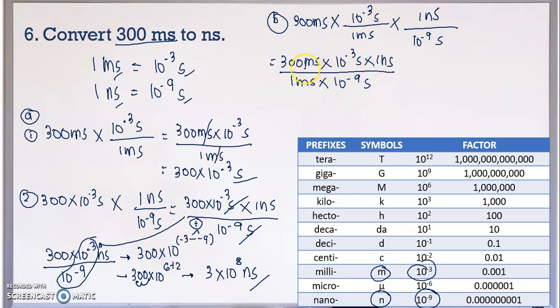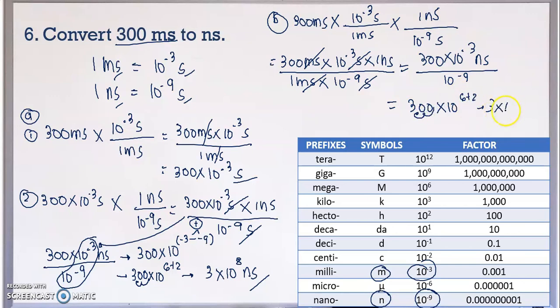Cancel out the units. And the value would be 300 times 10 raised to negative 3 nanoseconds over 10 raised to negative 9, the same as the one that we had a while ago. This will give us a value of 300 times 10 raised to 6, then moving the decimal point to the left, and then the final answer would be 3 times 10 raised to 8 nanoseconds.